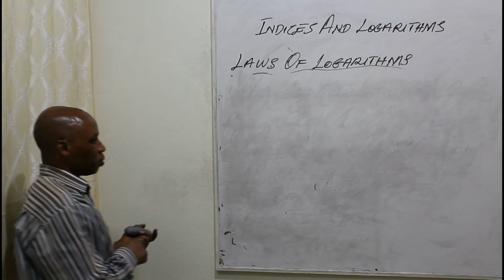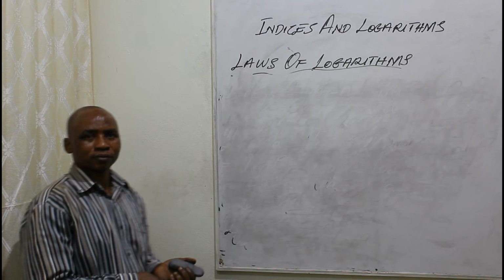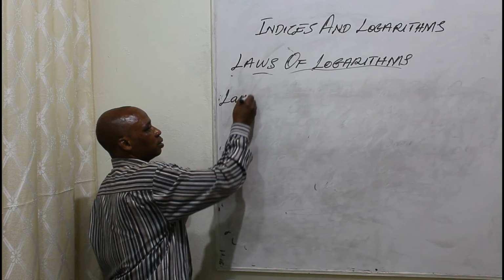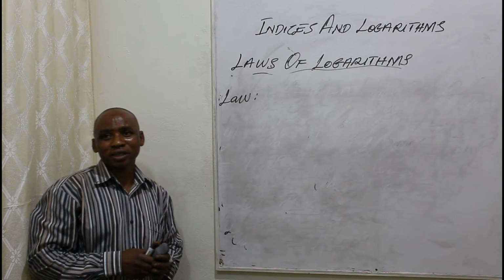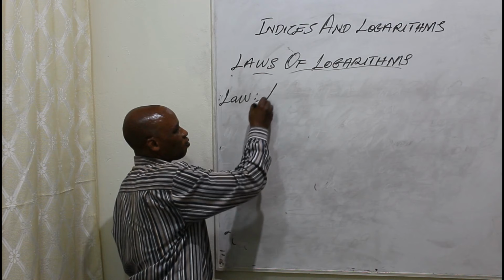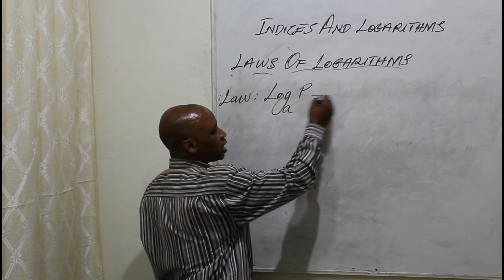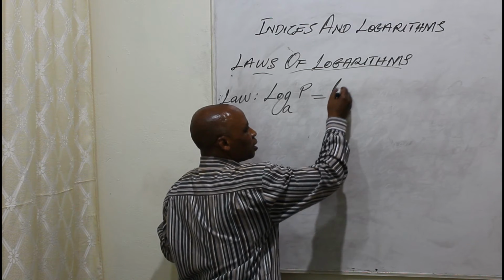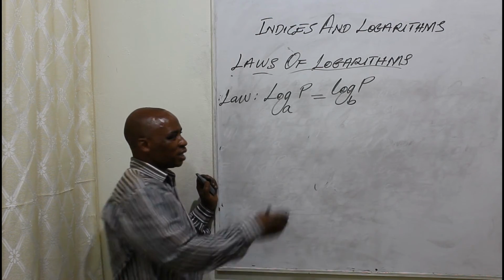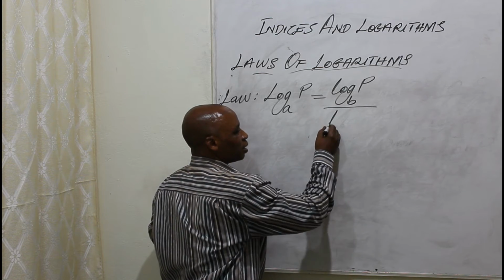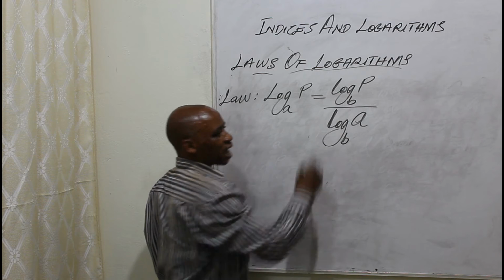Then we move on to the fourth law. Now the fourth law of logarithm states that when you take the log of a certain number, say p, to the base a, it will be the same as the log of p to a certain base b divided by the log of a to the same base as the numerator.